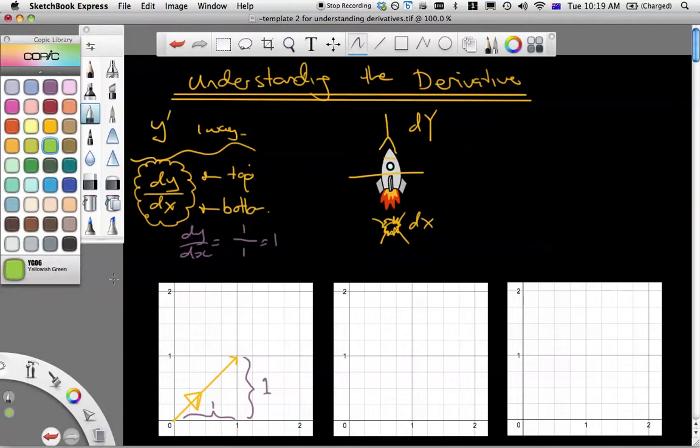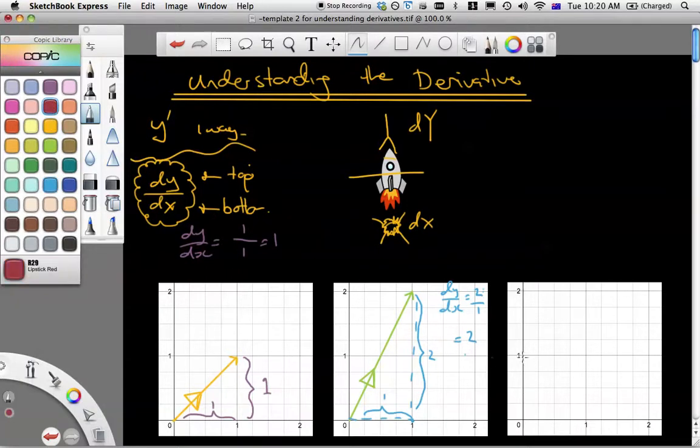Let's consider another example. Say our spaceship's taking off from here again, but the engineers have decided we want it to be a bit steeper this time. We want the spaceship to take off in this way. Okay, that's great. So when we look at dy over dx, how high is the front of the spaceship? Well, it's 2 high. So our dy is 2. And how far back is the back of the spaceship? Well, from the front of the spaceship back to the back, this is again just 1. And then we can say, what's 2 divided by 1? Equals 2.